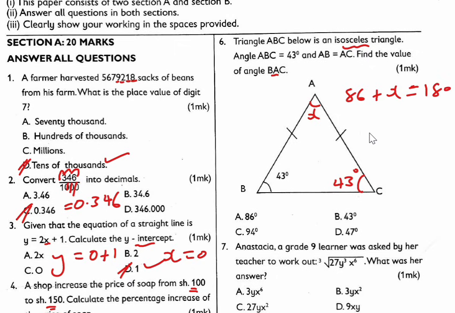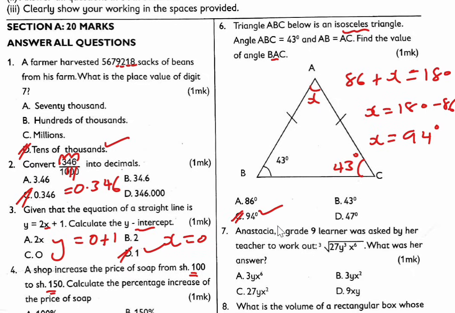So to get x, we take 180 minus 86. And you can see the angle BAC is going to be 94 degrees. And therefore, the answer is C, 94 degrees.